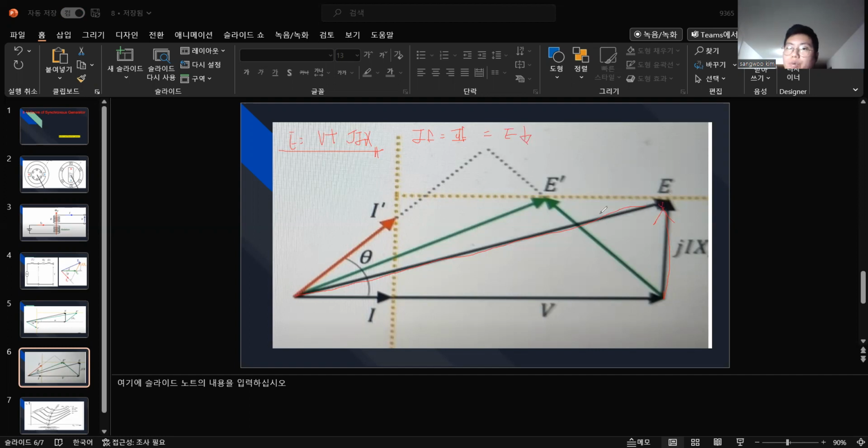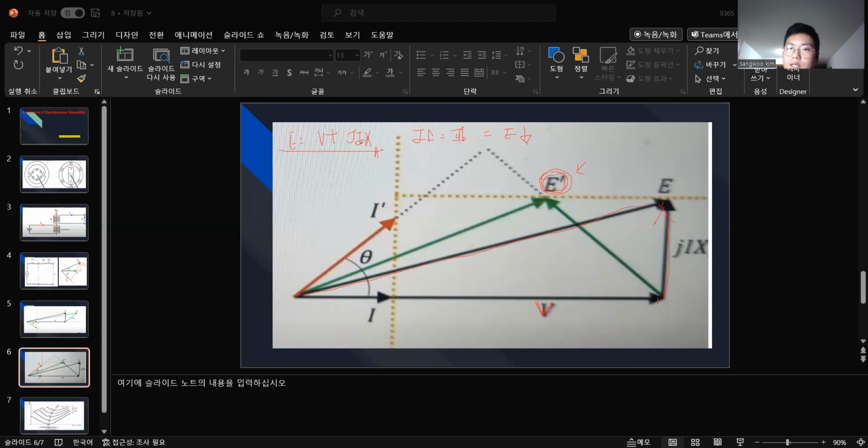So let's see. If E moves to here, E's magnitude is this. You can see from this line, the black line E and the green line E, that the longer length means a bigger magnitude. So we reduced E, right? And V is always the reference point, same here, right? So now E is here, right?